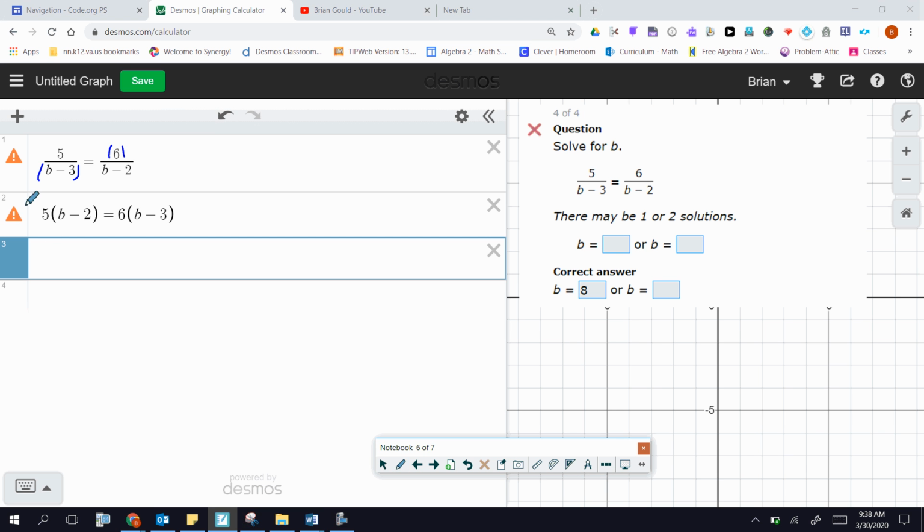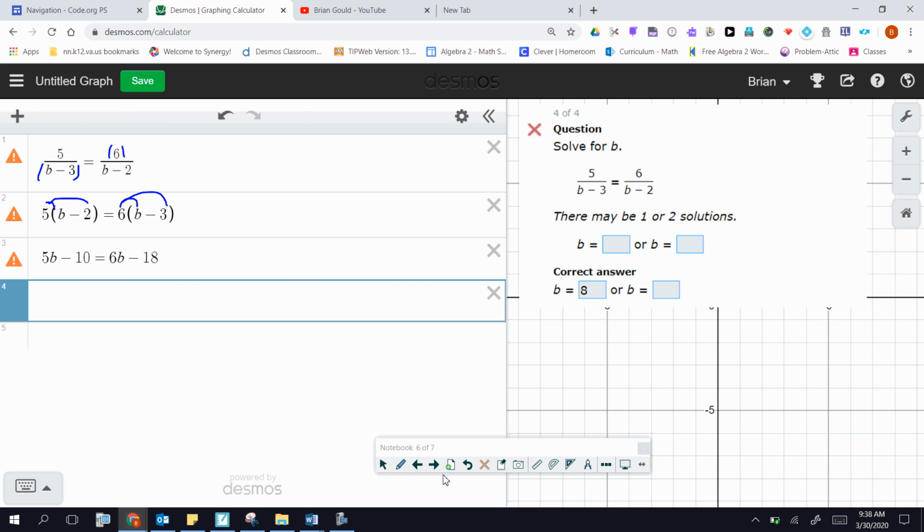All right. Next thing we're going to do is distribute. Distribute our 5. It's going to give us 5b minus 10. Distribute our 6. That's going to give us 6b minus 18. 5b minus 10 equal to 6b minus 18. All right, now if we subtract 5b from both sides of the equation, that's going to cancel out our 5b and leave us with 1b on the right side. Negative 10 is equal to b minus 18.